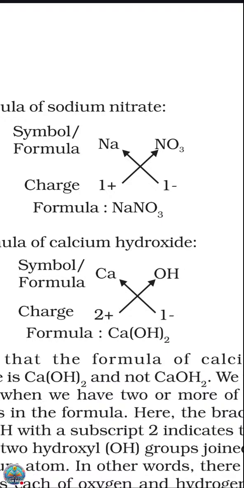Convex lens always forms real and inverted image. Concave lens always forms virtual and erect image. These are the two differences. Now coming to concave and convex.